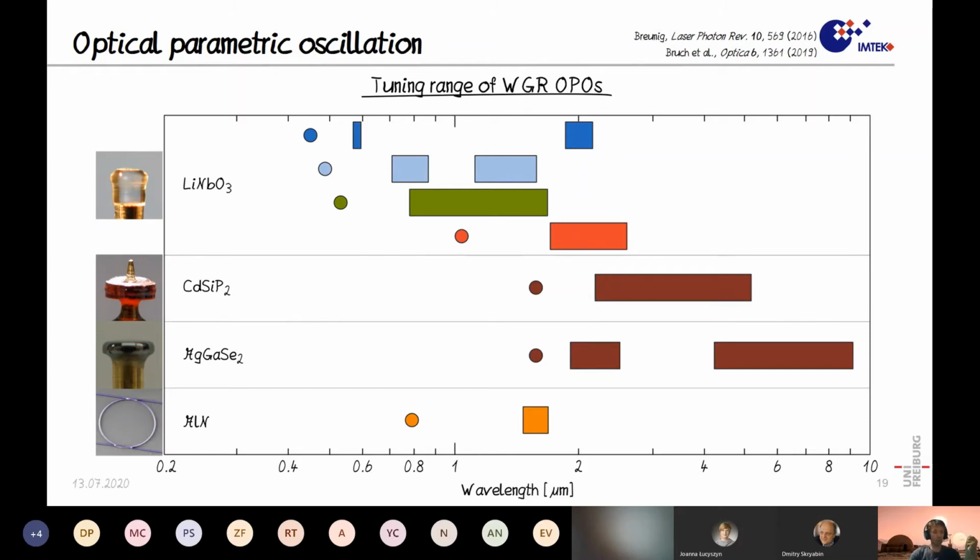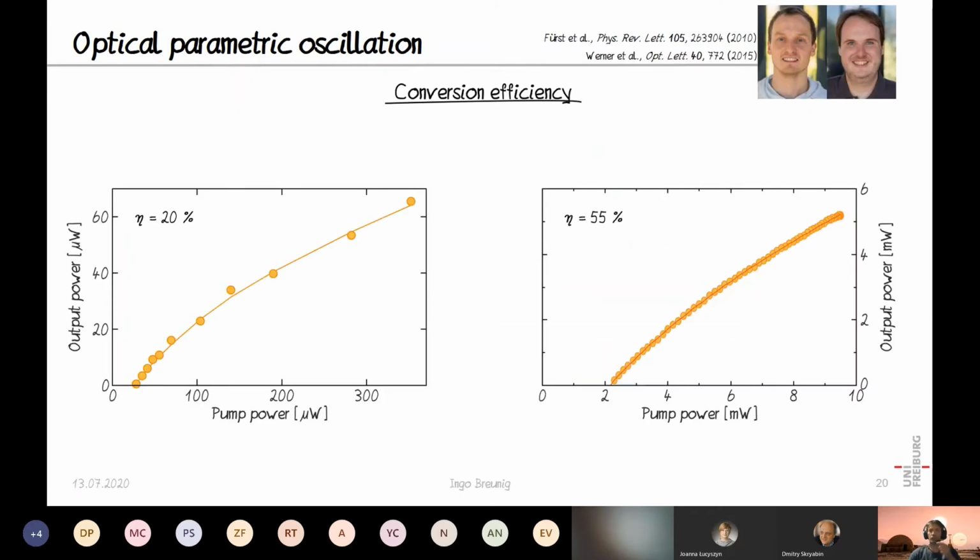And one nice feature of these parametric oscillators is that they are really efficient. If you look into the conversion efficiency, you might plot the output power versus the pump power. On the left-hand side, I have plotted some data by Joseph Fürst. It was just the first demonstration of a whispering gallery OPO. You can see that the threshold here was, I don't know, 20 microwatts. And already at 100 microwatts pump power, you have more than 20% conversion efficiency. So these devices are really efficient.